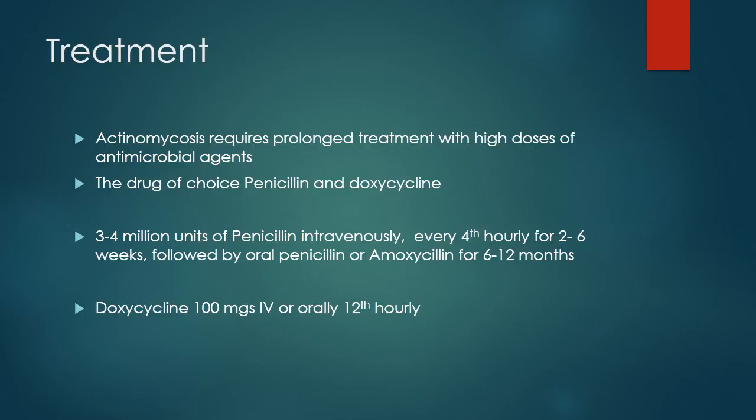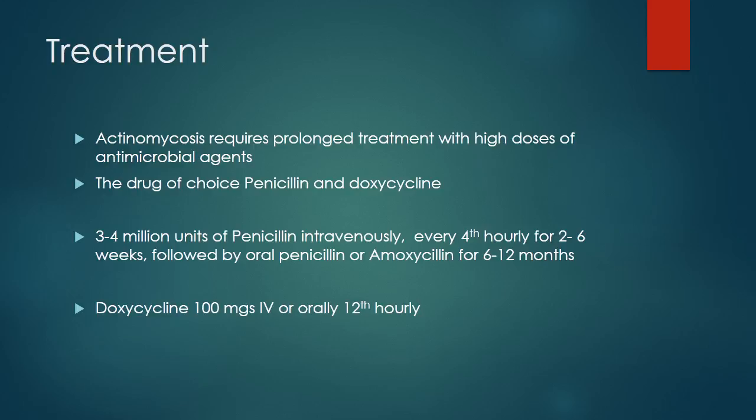How much penicillin we have to use and how long we have to use? Usually the dose of penicillin is 3 to 4 million units intravenously every 4th hourly. That means approximately for 24 hours we have to use 18 million units. And these 18 million units we give in divided doses every 4th hourly, and we will give this intravenously for 2 to 6 weeks. That is 1.5 months. And following that intravenous administration, we use oral penicillins or amoxicillin for another 6 to 12 months.